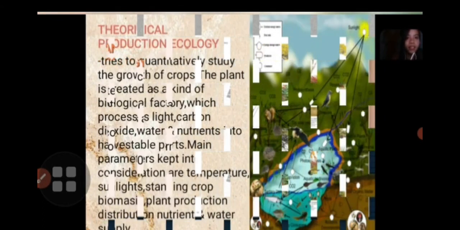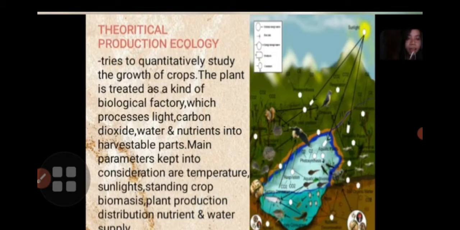The last is theoretical production ecology, which tries to quantitatively study the growth of crops. The plant is treated as a kind of biological factory which processes light, carbon dioxide, water, and nutrients into harvestable parts. Main parameters taken into consideration are temperature, sunlight, standing crop biomass, plant production, distribution, nutrient, and water supply.